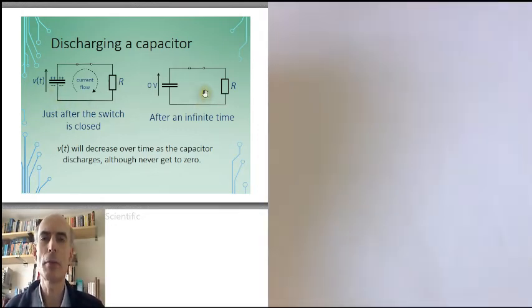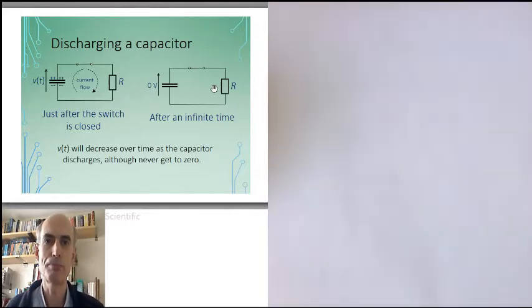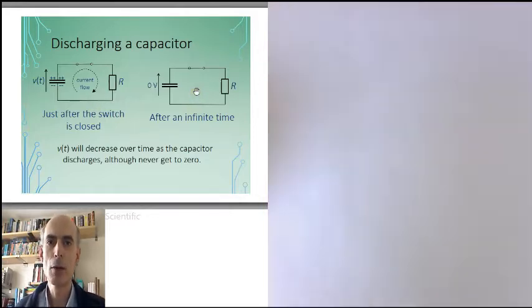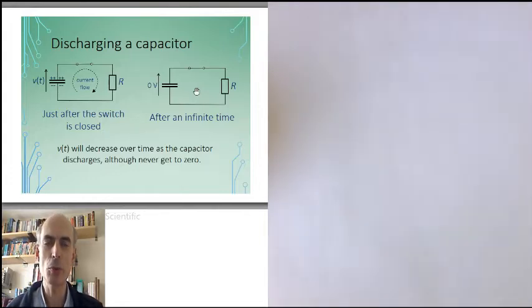After it's done that, after an infinite amount of time, there will be no pressure difference across the barrel, i.e. no voltage across the capacitor, which means no voltage across the resistor, no current is flowing, and everything is stable. So we know what happens just after the switch is closed, and after an infinite time. What we're trying to work out is what exactly happens in between those two times. And to do that, we need to do a bit of maths.